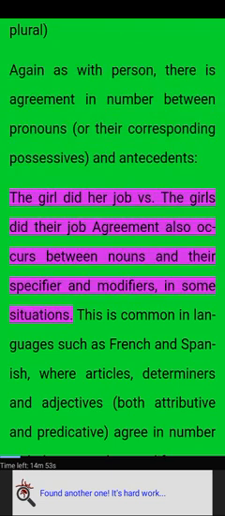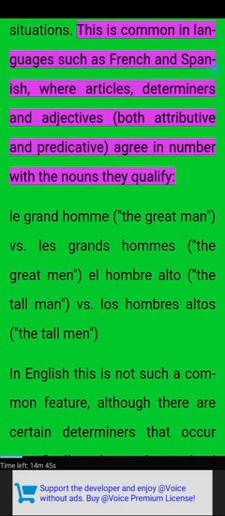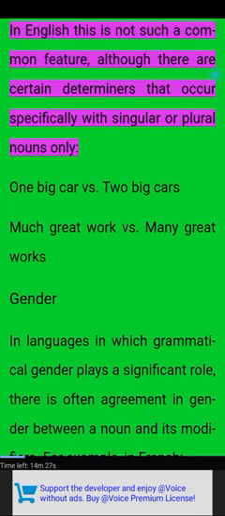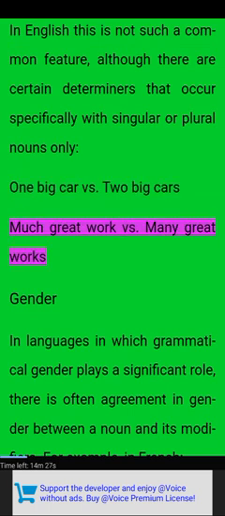Agreement also occurs between nouns and their specifiers and modifiers, in some situations. This is common in languages such as French and Spanish, where articles, determiners and adjectives, both attributive and predicative, agree in number with the nouns they qualify. "Le grand homme", the great man, versus "les grands hommes", the great men; "el hombre alto", the tall man, versus "los hombres altos", the tall men. In English this is not such a common feature, although there are certain determiners that occur specifically with singular or plural nouns only: "one big car" versus "two big cars"; "much great work" versus "many great works".